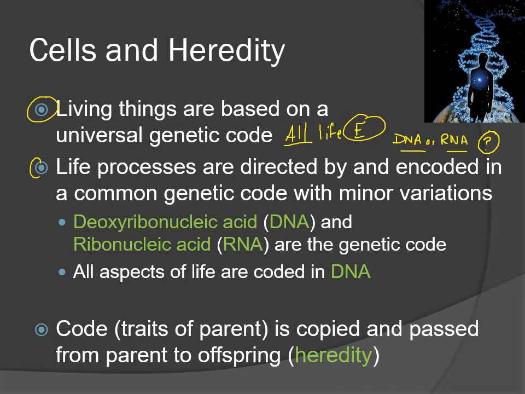Okay, life processes. Life processes are directed by and encoded in a common genetic code with only minor variations. DNA, of course, spelled out, is deoxyribonucleic acid, or shortened to DNA. And a more simplified version, kind of like a single-sided version of DNA, is called RNA, ribonucleic acid. All aspects of all life are encoded in DNA. DNA is literally a blueprint. It is the genetic code to make another one of you or me or a tree or a porpoise or whatever.